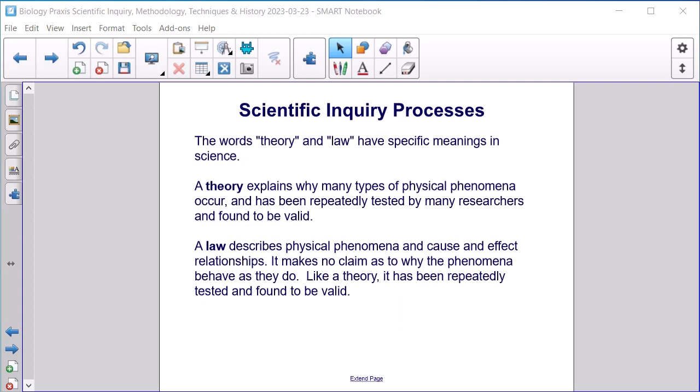The words theory and law have specific meanings in science. A theory explains why many types of physical phenomena occur and has been repeatedly tested by many researchers and found to be valid. A law describes physical phenomena and cause and effect relationships. It makes no claim as to why the phenomena behave as they do. Like a theory, it has been repeatedly tested and found to be valid.